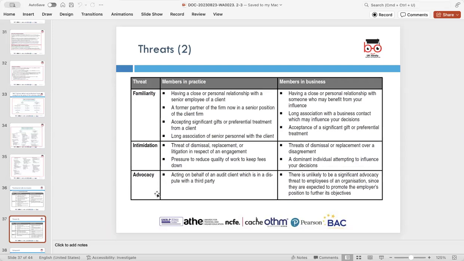The last one is the advocacy threat. This occurs when acting on behalf of an audit client involved in a dispute with a third party. In such situations, there's a risk of compromising objectivity and independence by advocating for the client's interests over those of the third party.